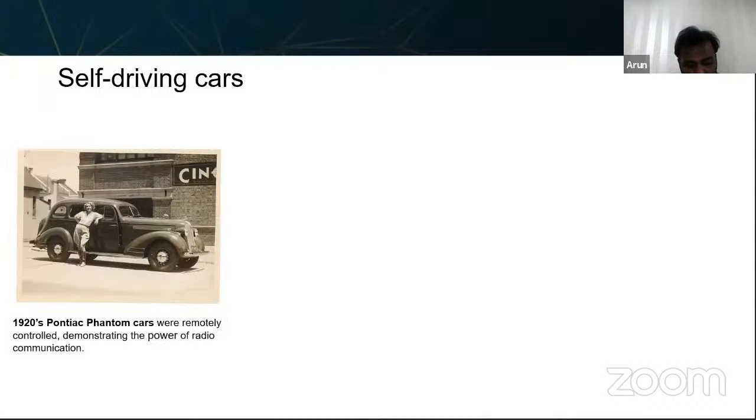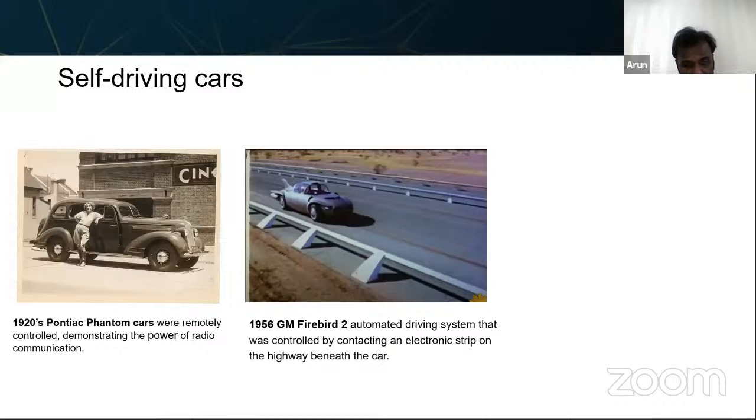When I look at the history, the self-driving car concept started to evolve in 1920, with the Phantom Cars, a group from GM. They started to remotely operate cars through radio communication waves. This was like the toy cars for kids we have these days, remotely controlled. Following which, in 1956, it was GM who started to define something more, with an electronic strip on the highway beneath the car, so that the car can drive on that particular route.